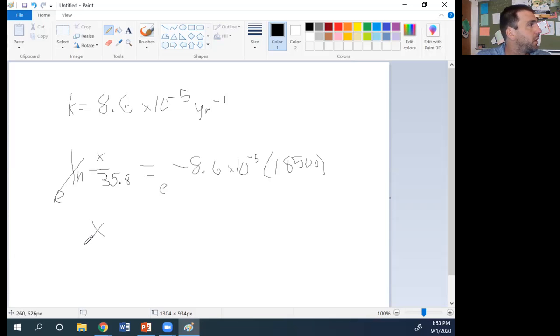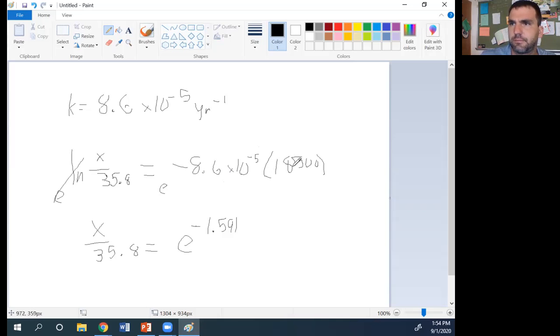So I'm left with X over 35.8 equals, Gabe, what was this simplified down? Can you do it again? 1.591. So negative 8.6 times 10 to the negative fifth times 18,500 is this. Where I'm at right now, I haven't done anything yet. All I did right now was I just multiplied this times this, okay? Does that make sense? And that's 1.591.